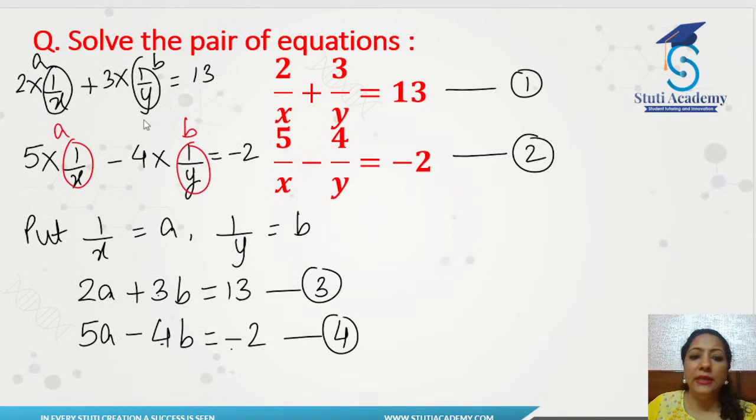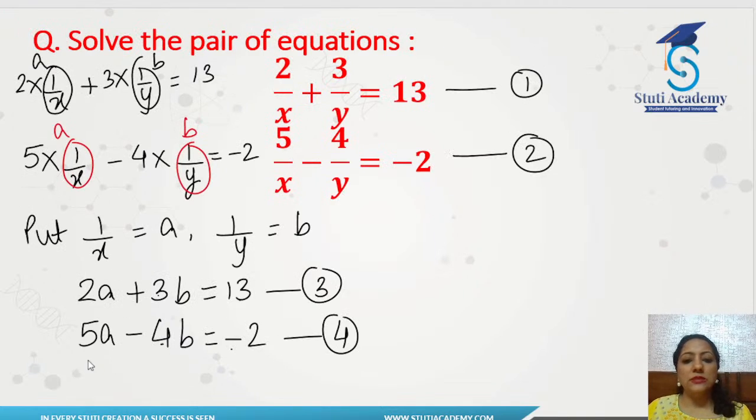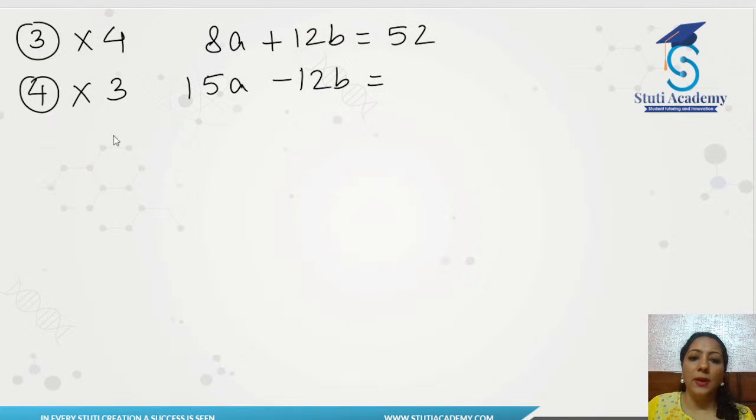We'll get here 15a minus 12b. So I have taken this fourth equation, I've multiplied with 3. I've got 3 into 5, that's 15. 3 into 4, that's 12. And 3 into minus 2 as minus 6.